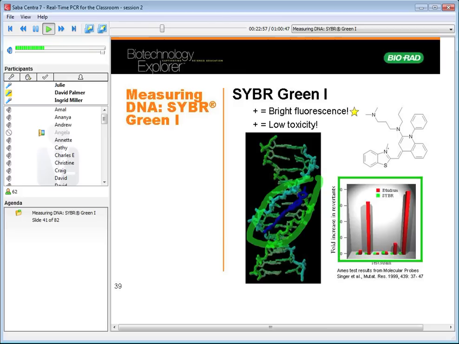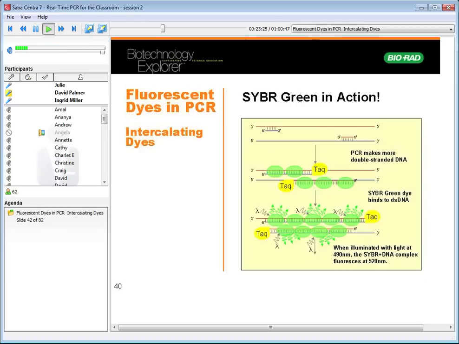It's hard to see the details in this little graph, but the red bars are the mutagenicity of ethidium bromide. The tiny little green bars on the bottom are the mutagenicity of SYBR Green. So SYBR Green is still mutagenic because it interferes with DNA, but much less so than ethidium bromide. The main reason it's used in real-time PCR, though, is because it's got bright fluorescence. So as real-time PCR makes more double-stranded DNA, the SYBR Green fluoresces more. Here's a slide that kind of shows that.